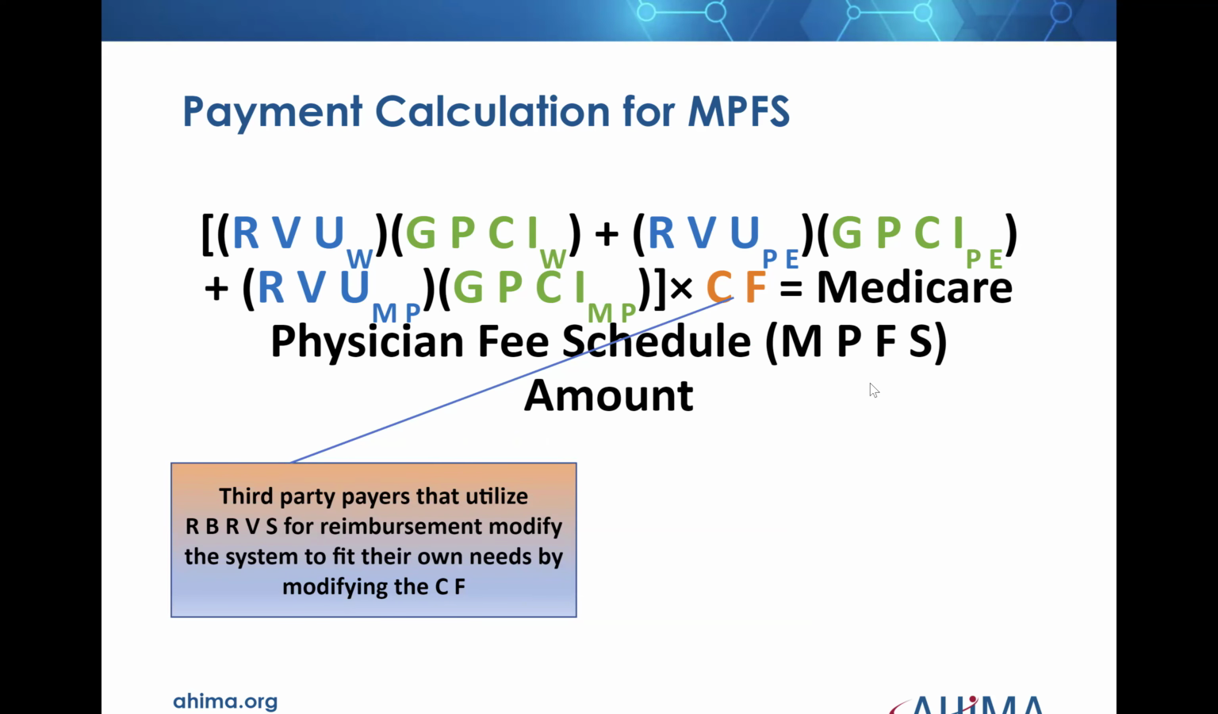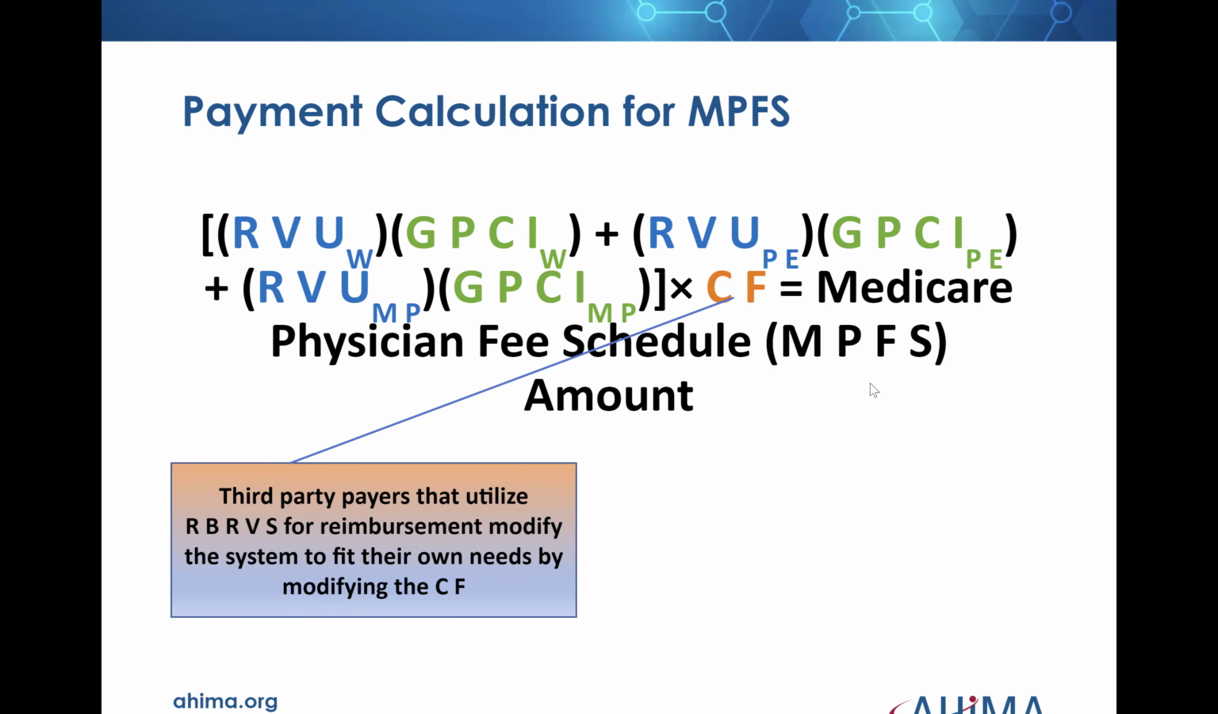And your book gives you the example of this: the RVU work, the GPCI work, plus the RVU for the practice element, the GPCI practice element, and so on. The malpractice premium for the RVU and the GPCI, the conversion factor, and then that determines the physician fee schedule amount.